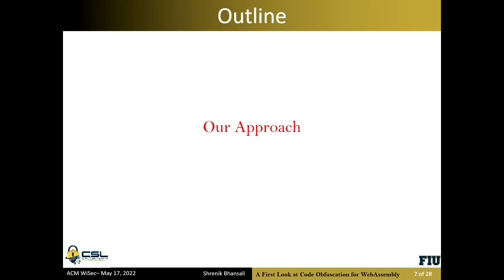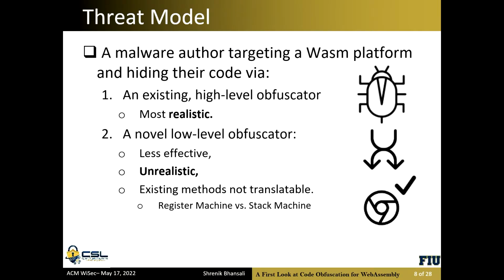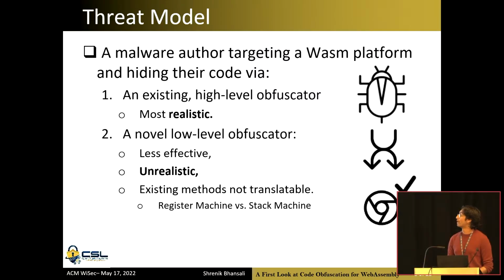So our approach for obfuscating WebAssembly and measuring it started with the threat, right? A malware author targeting the WebAssembly platform can hide the code in one of two methods using obfuscation. The first is to use an existing high-level obfuscator. We think this is the most realistic because, one, obfuscators that are made for high-level languages like C and C++ tend to be more complex and be able to apply obfuscation techniques that aren't really primitive. And second, they're easily and readily available. Some of them are free, some of them are paid for, but obfuscators like Stunnix and like Tigress are pretty commonly used and well-known.